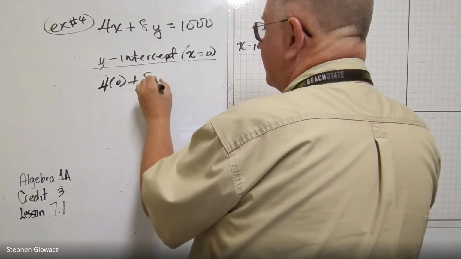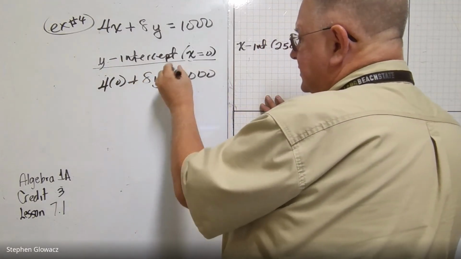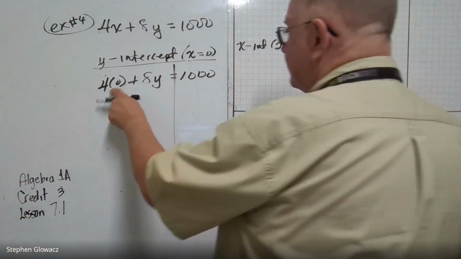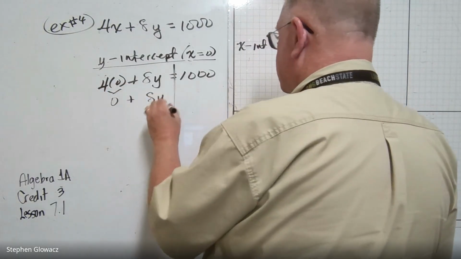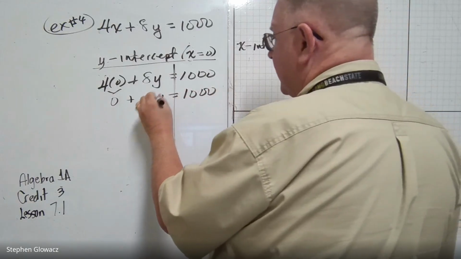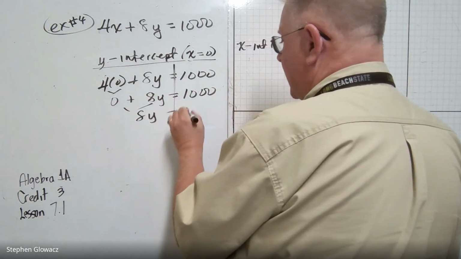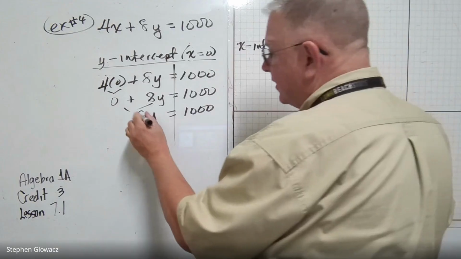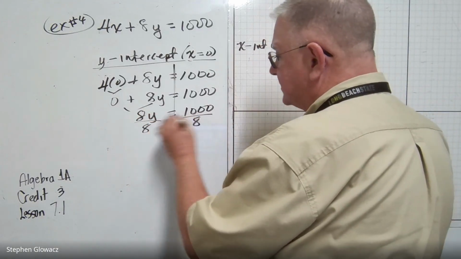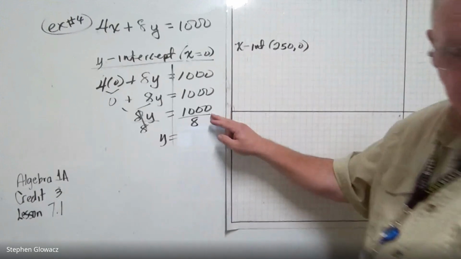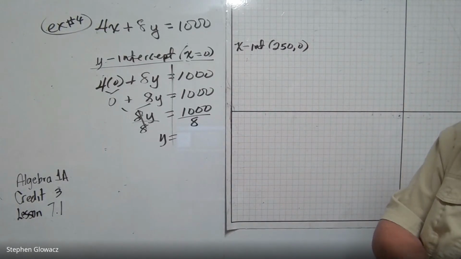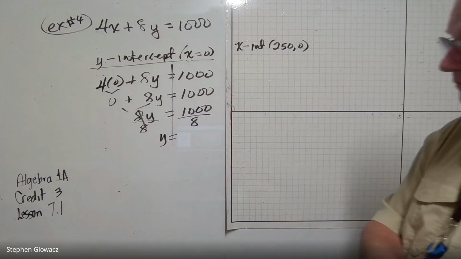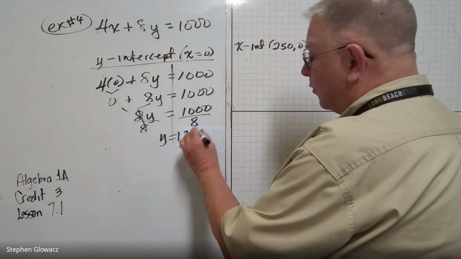And you're going to see that when it's in standard form, the process for both the x and the y-intercept is very similar. So 4 times 0 is 0. 0 plus 8y is just 8y. And then our final step already, y is being multiplied by 8, so we're going to divide 8 to both sides. The 8's cancel, and 1,000 divided by 8 gives us 125. And so our y-intercept is 125.